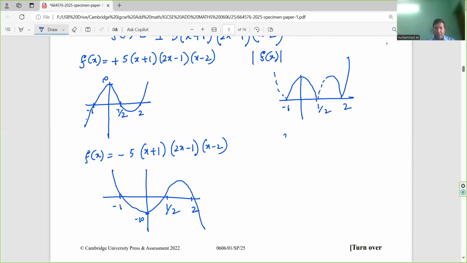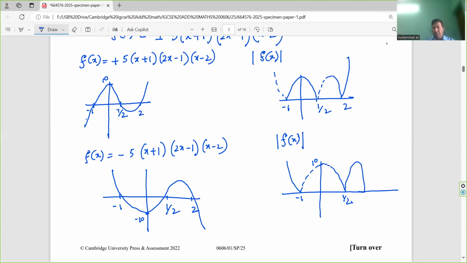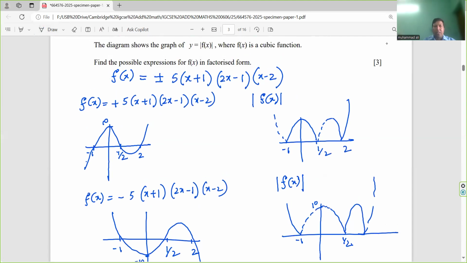When it is modulus of f(x), the curve is reflected in the x-axis, so this is the original part, and the below side part will be reflected, so it will be like this. It will be 10, and this part, this is half, that one will be like this, and here also reflected. That's why we have given here plus or minus 5, x plus 1, 2x minus 1, x minus 2. So our first answer is completed.